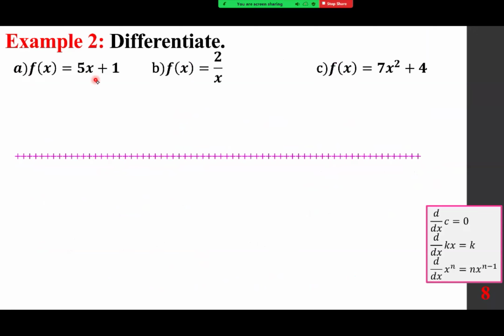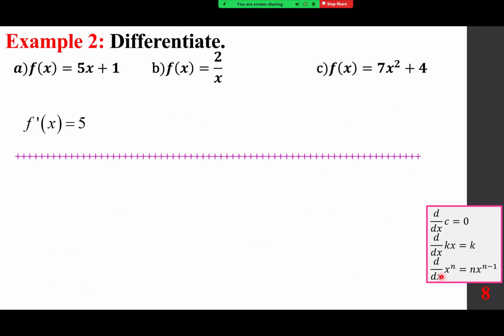We had done this with the definition in the previous section. The derivative is simply 5 now, using the fact that the derivative of k times x is k, just a constant. Of course, plus 1 gives you 0. Now, here's the importance of algebra.